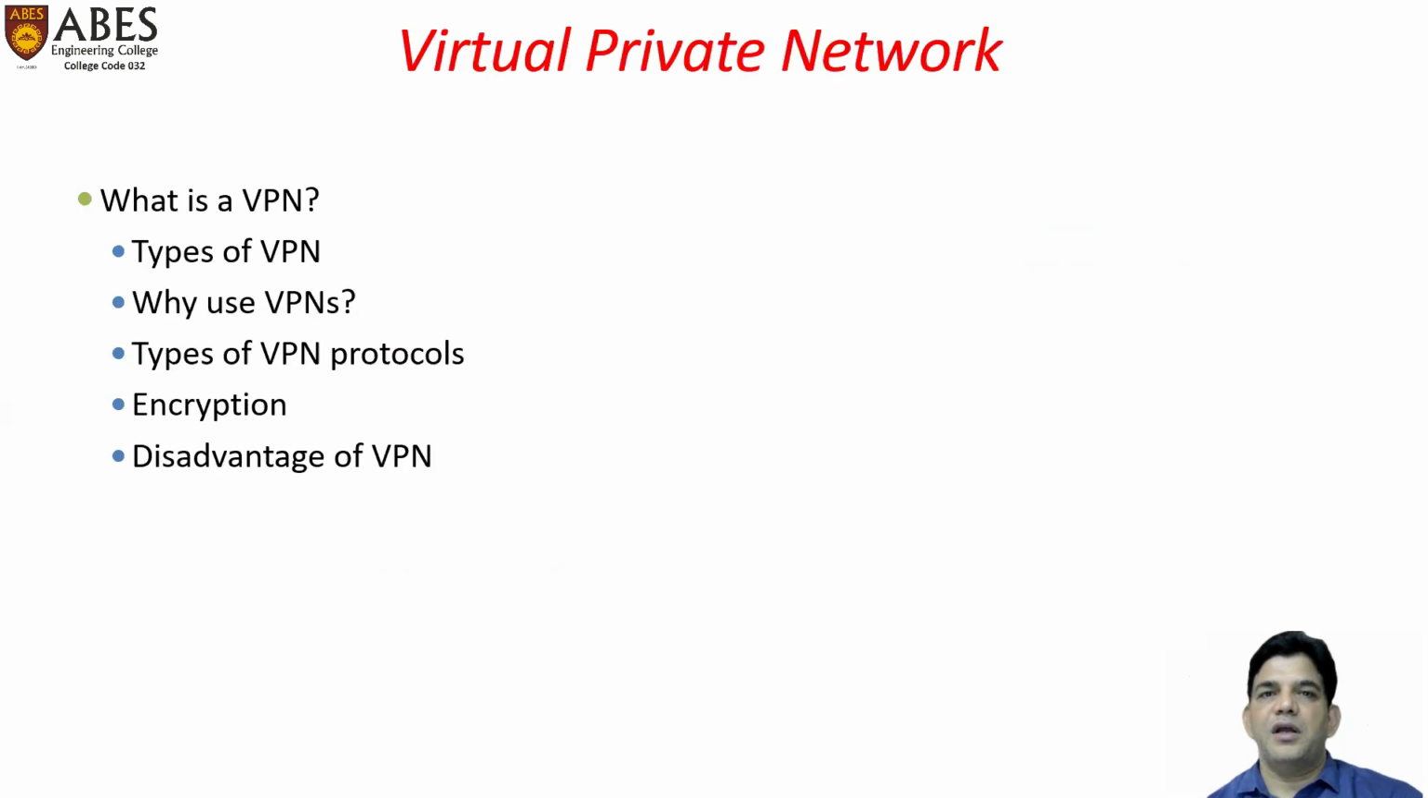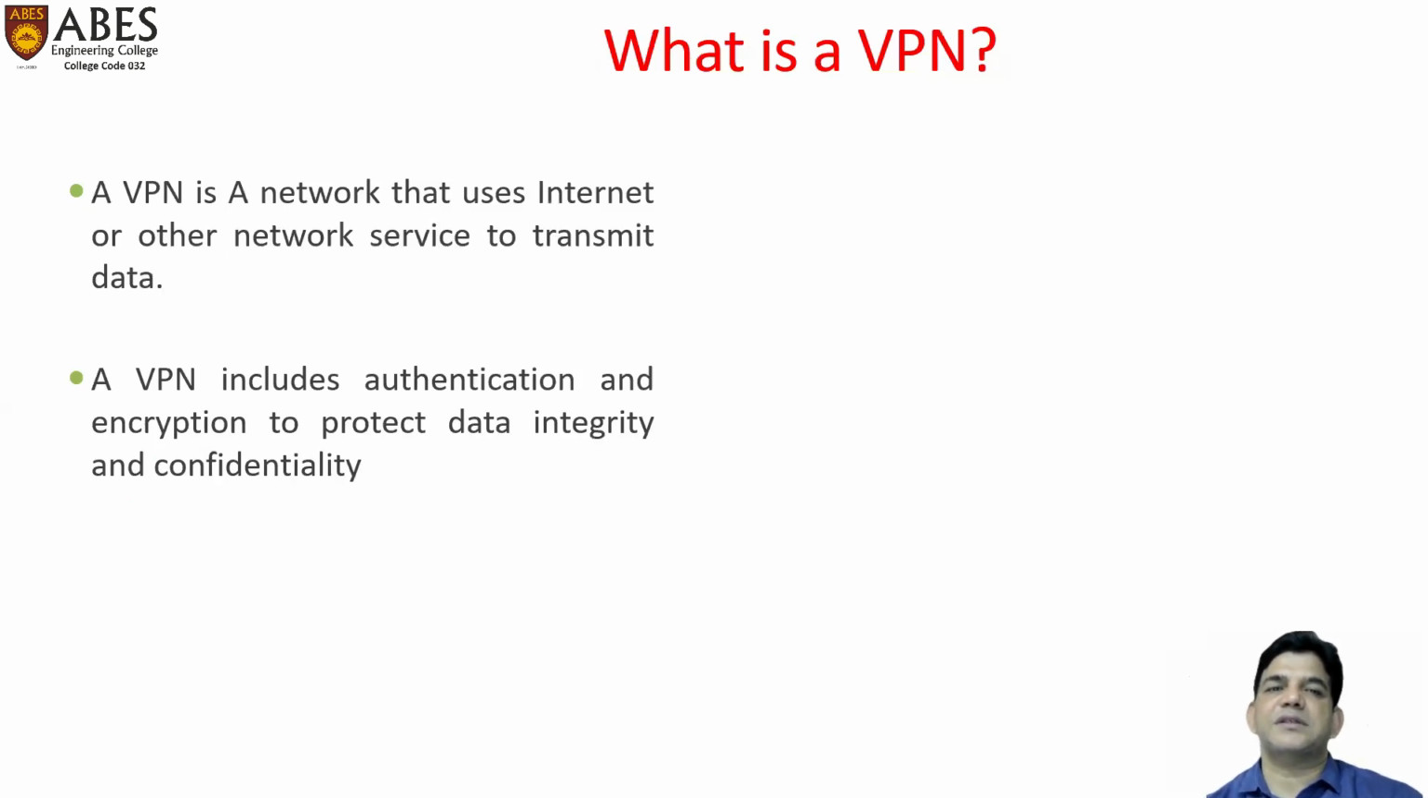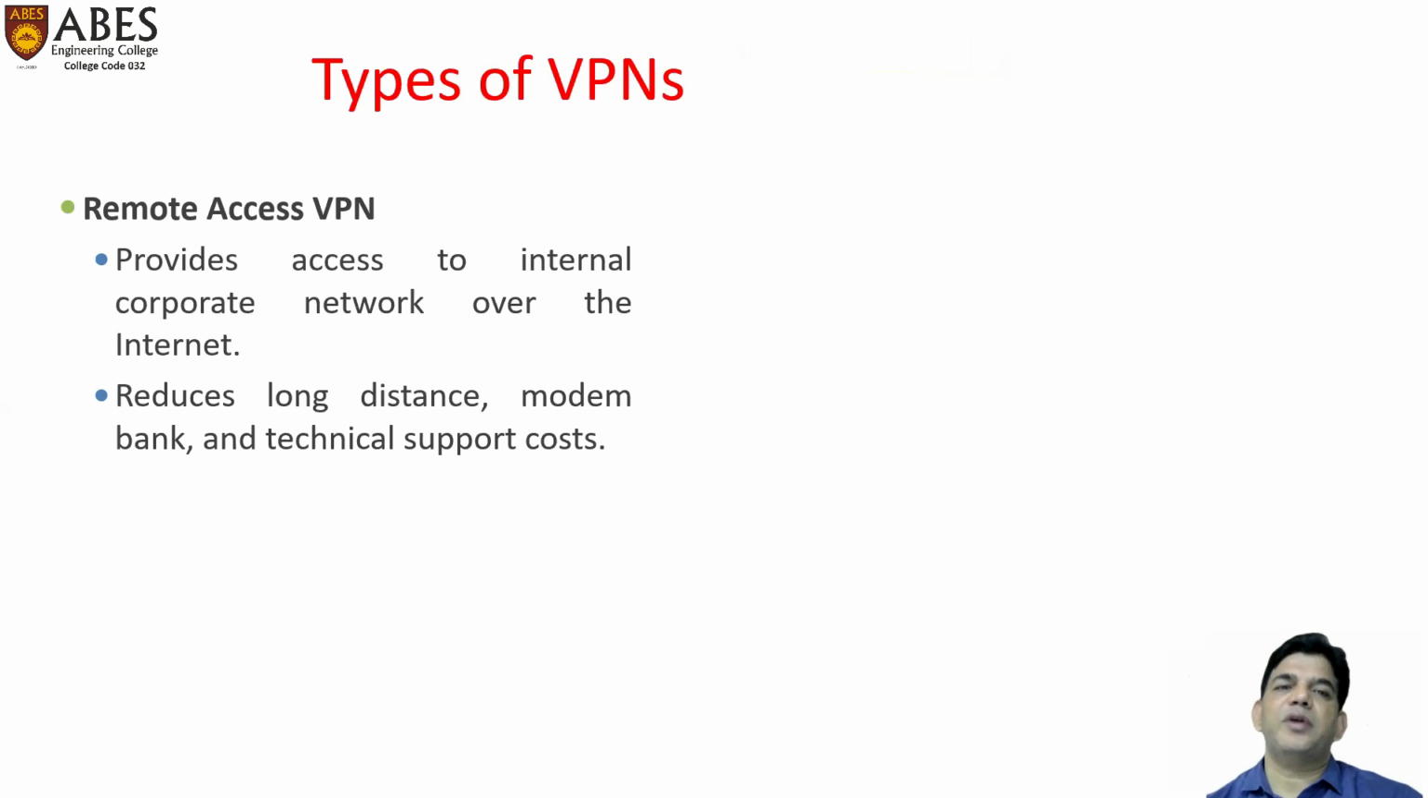Next is the virtual private network. Here we will discuss what a virtual private network is, types of virtual private networks, why we use virtual private networks, types of VPN protocols, encryption, and disadvantages of virtual private networks. A virtual private network is a network that uses the internet or other network services to transmit data. A VPN includes authentication and encryption to protect data integrity and confidentiality. We can use the encryption mechanism so that your data is first encrypted in order to transfer it remotely.